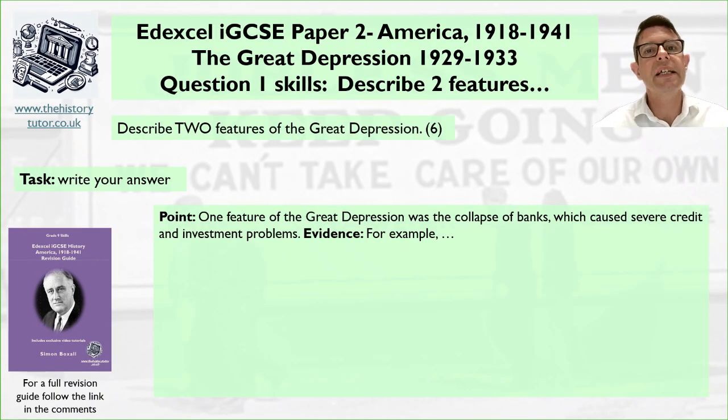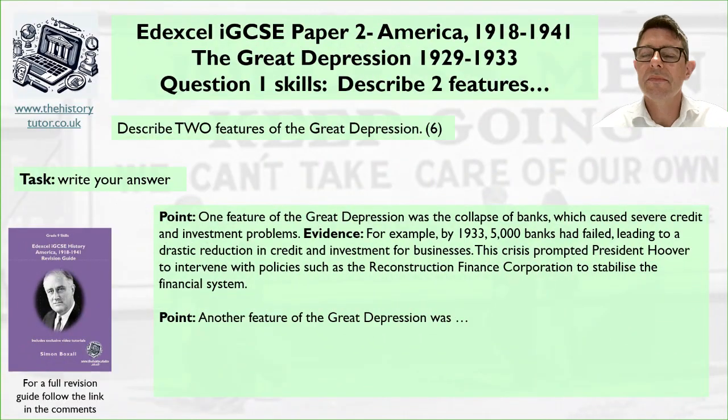So pause now and give 2 sentences, maybe 3 sentences of evidence to back up this idea. Away you go. So I've said, for example, in 1933, 5,000 banks had failed, leading to a drastic reduction in credit and investment for businesses. This crisis prompted President Hoover to intervene with policies such as the Reconstruction Finance Corporation to stabilise the financial system, but you could develop that it failed if you wanted to.